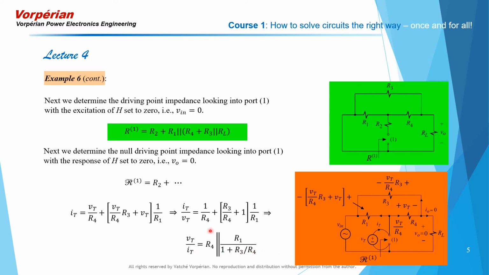You see that here we have 1 over R4 plus 1 over R1 scaled by or divided by R3 over R4 plus R1. So it's the parallel combination of R4 and R1 divided by 1 plus R3 over R4. And we substitute this in here, and we find our null impedance looking into port 1. And that's it. And these are the 3 calculations that you need to perform.